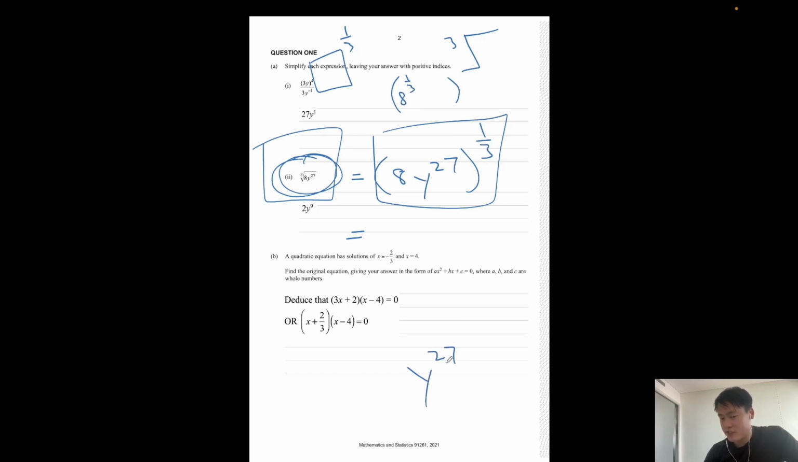How do you do y to the power of 27 to the power of a third? Remember the basic rule, if you have this expression, do you agree this is what's really happening over here? Y to the power of 27 to the power of a third? This is how you represent it? Yes or no?